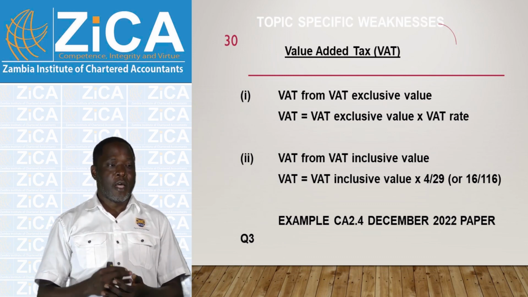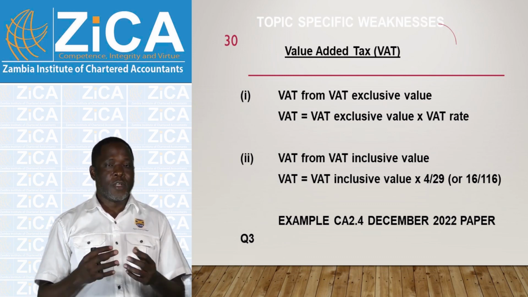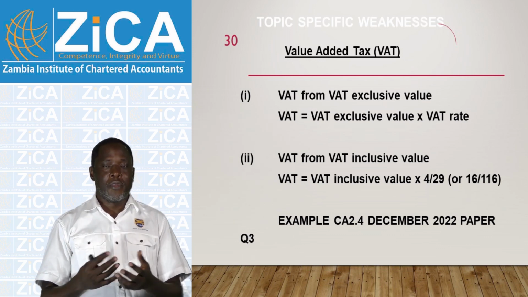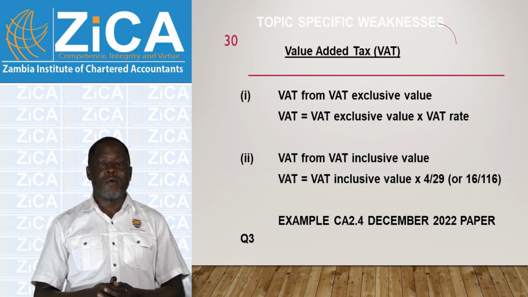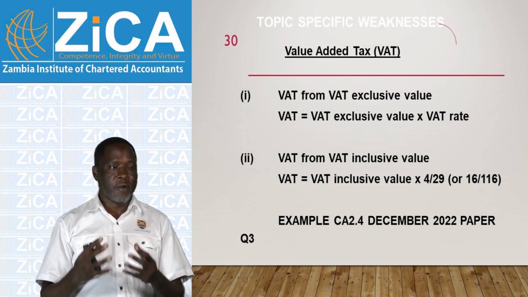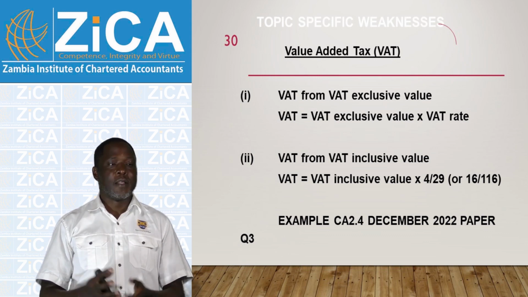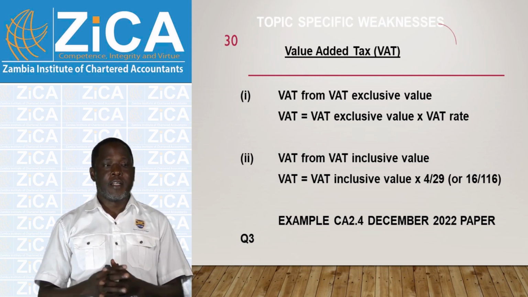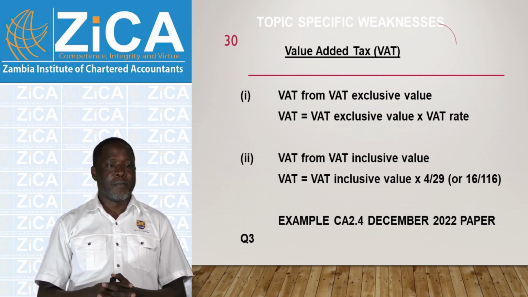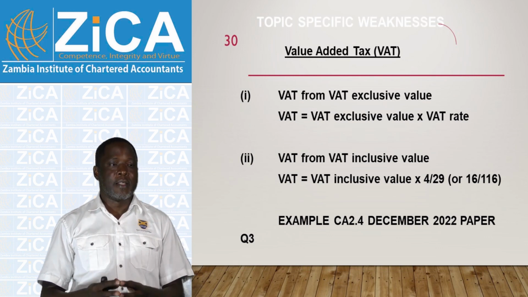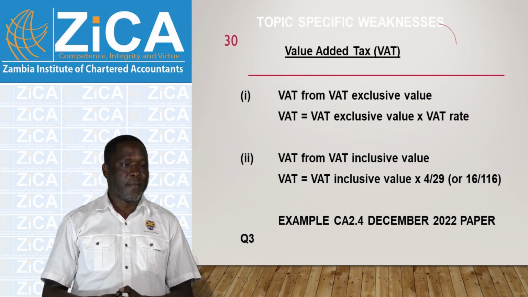Usually, those are the types of supplies on which students face challenges when it comes to computing both the output VAT, which may be payable, or the input VAT, which is recoverable. So as long as the figure for a supply you have been given is VAT exclusive, simply get the VAT exclusive and charge the appropriate VAT rate, which for standard rated supplies is 16%.